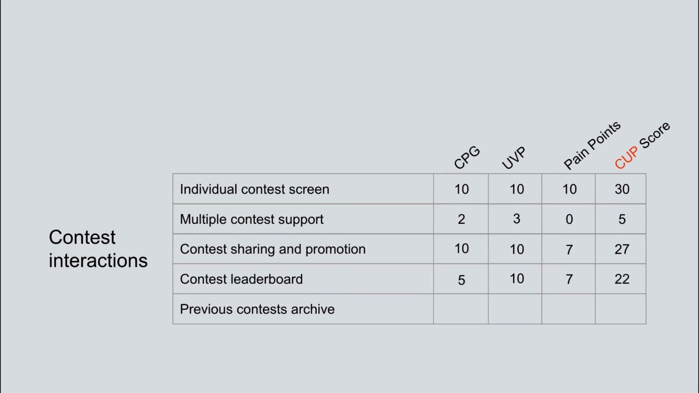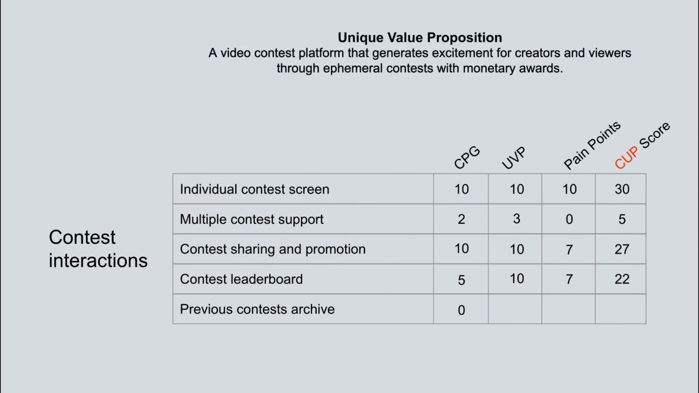Okay, now let's look at the last one, previous contests archive. We want to get 10,000 unique views for one contest. Well, the previous contest archive doesn't really help with that at all. As far as the unique value proposition goes, we want to make sure that we're generating excitement for the creators and viewers. Again, a previous content archive doesn't help with that. Like the contest has already expired, so there is no urgency there. The money has been given out, so there is no monetary reward attached to it. So I think we can give it a 0 easily.